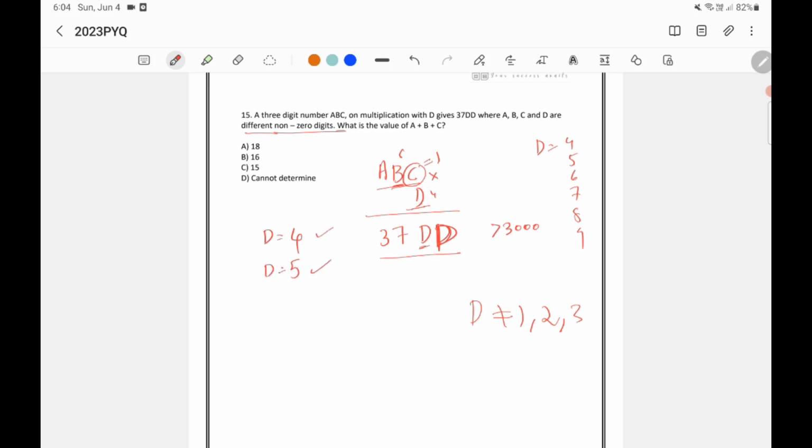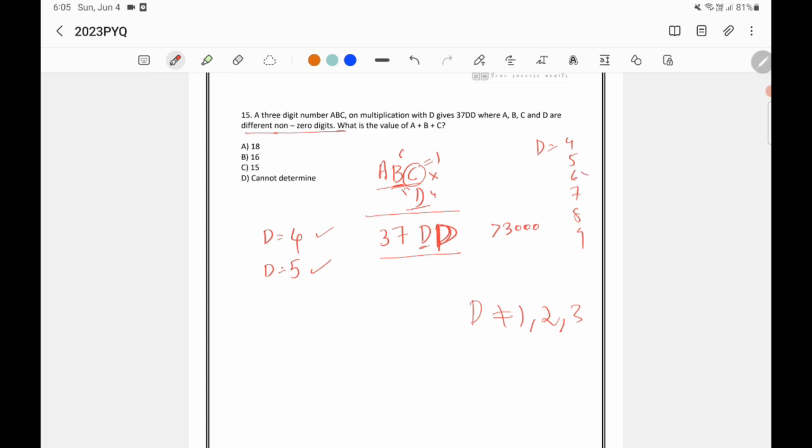Now, is D equal to 6 possible? If D is equal to 6, then 6 into 6 is 36. But in that case, B and D will become equal. 6 and 6 is becoming equal, right? So 6 won't come. There is no other possibility in which a number multiplied by 6 gives you 6. Only 6 into 6 is going to give you 36. So D equal to 6 won't come.